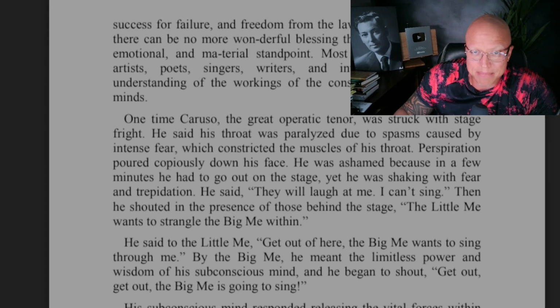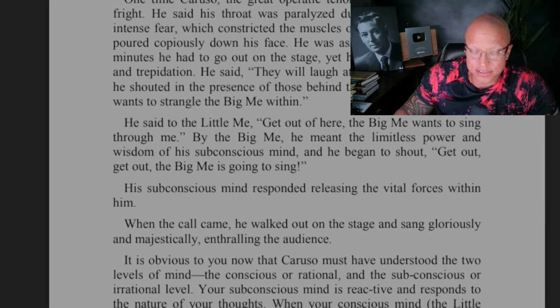By the big me, he meant the limitless power and wisdom of his subconscious mind, and he began to shout, "Get out, get out. The big me is going to sing now." So he commanded his conscious mind to stop taking control and allow the limitless power and wisdom of his subconscious mind to take control. So his subconscious mind responded, releasing the vital forces within him. When the call came, he walked out on the stage and sang gloriously and majestically, enthralling the audience.